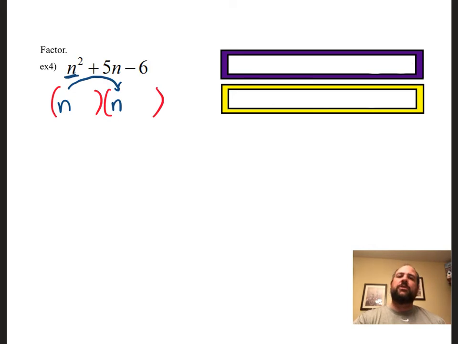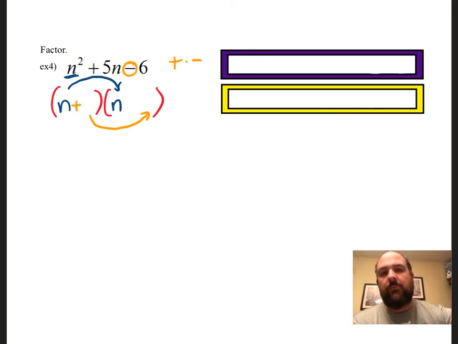Next, I want to force the signs to work out the way I want them to. And in this case, I want to end up with a negative when I multiply my last 2 terms. Well, to get a negative, I have to pick one positive and one negative. And it doesn't matter which one comes first, positive or negative, negative or positive. When I multiply them, I'm going to end up with a negative sign. So this is kind of where the guess and check comes in, because I'm not sure which one should go where yet, but I'm just going to plug them in. One plus sign, one minus sign.